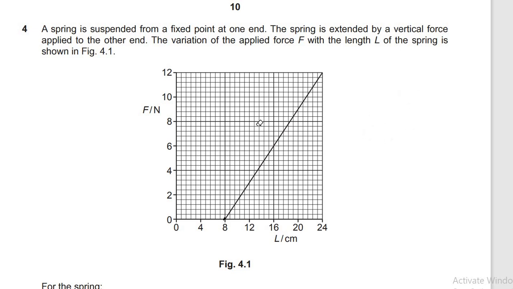This point means this place is 8 and 0, yes. This is L on the x-axis, F on the y-axis. So which means when the force is 0, L is 8. So this 8 is the original length then. The original length is measured in centimeters from the graph. Okay, let's move on.